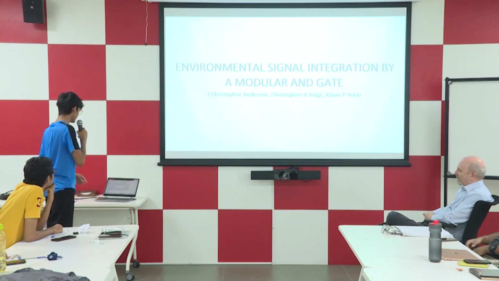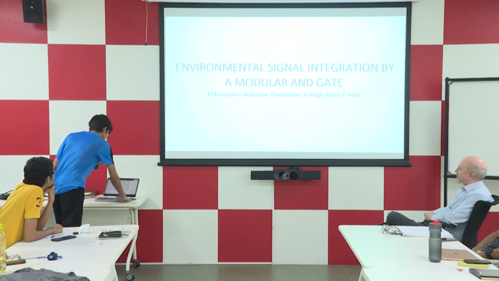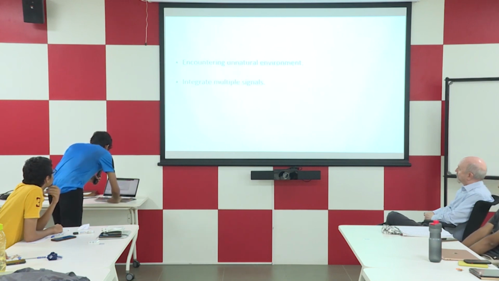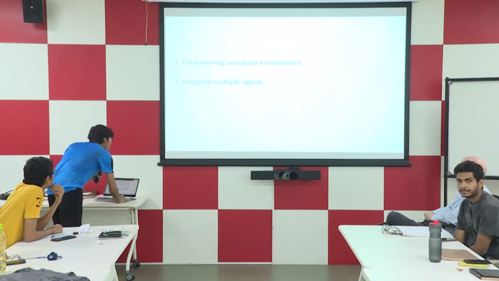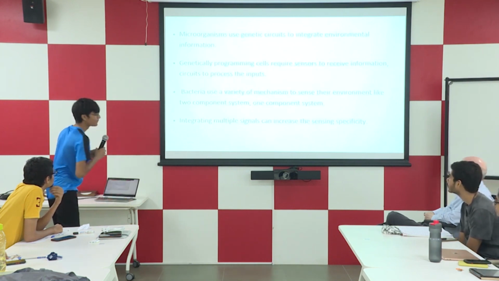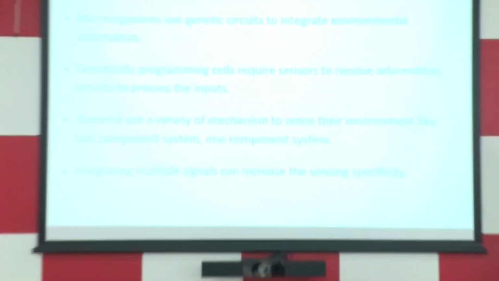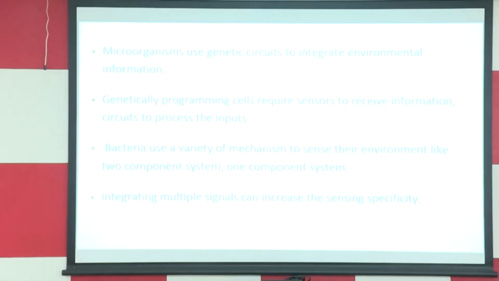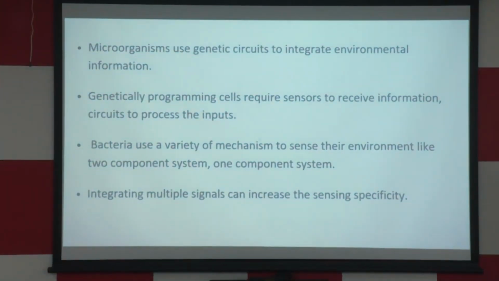So, this is a paper on environmental signal integration by a modular AND gate. Microorganisms use genetic circuits to integrate environmental signals, and they need sensors to get the inputs for that. It's the same as when there is a speaker: we can hear it with our ears, and get the direction, and with our eyes we can see the origin of the sound. So they require sensors for receiving information and circuits to process the inputs.